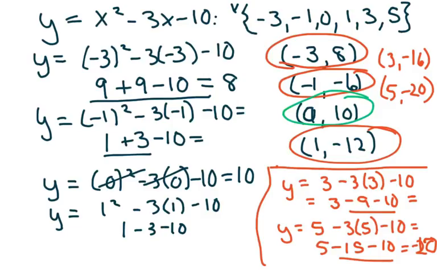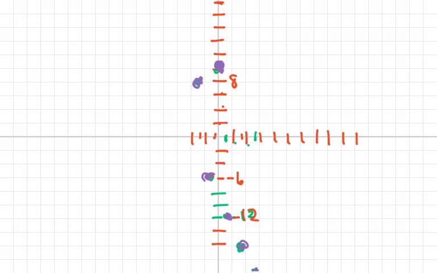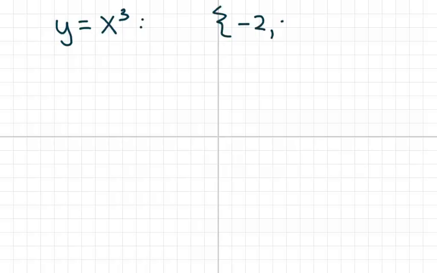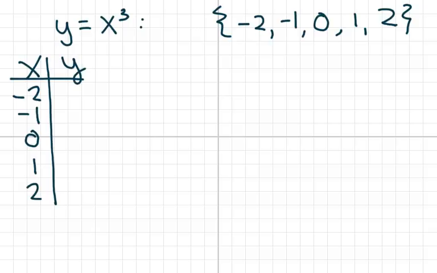Okay, the next one we want to do is y equals x cubed. So we have y equals x cubed, and my domain is going to be negative 2, negative 1, 0, 1, and 2. Now I'm going to make a table of my domain values, negative 2, negative 1, 0, 1, 2, and I have to find my range, which would be my y, by plugging it in.